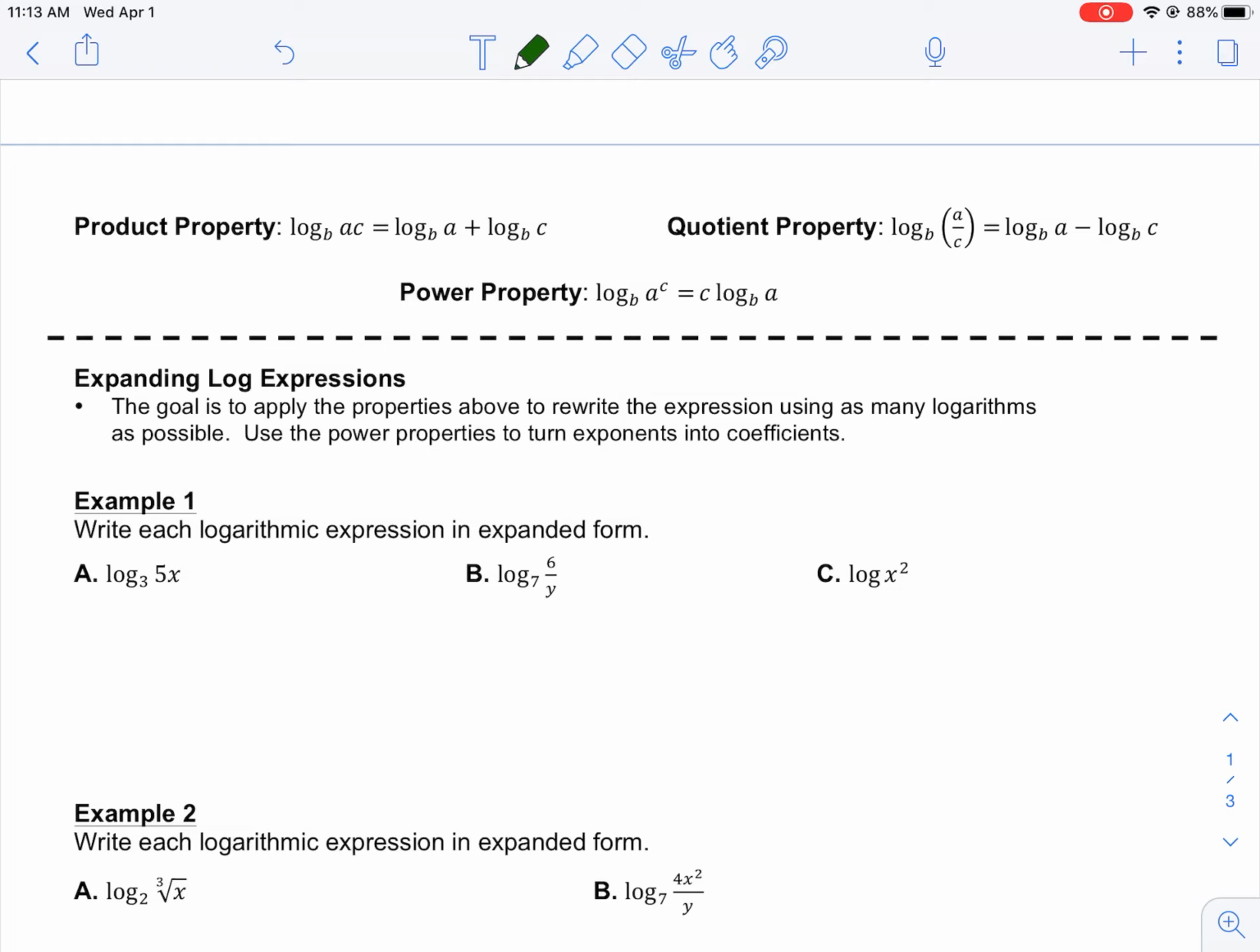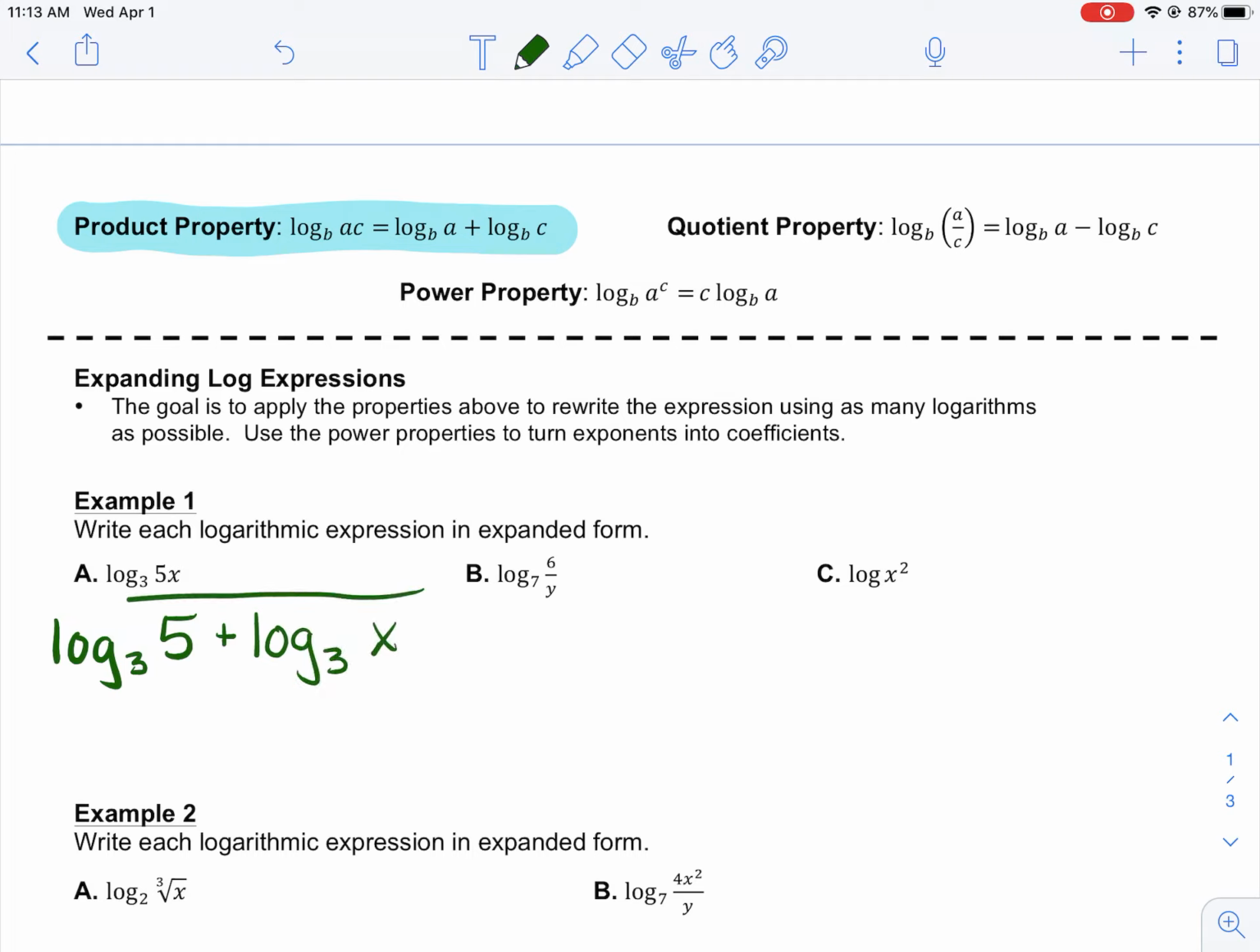So if you have log base 3 of 5 times x, we are going to use the product property. We're multiplying 5 times x. And so this property says that we can write log base 3 of 5 plus log base 3 of x. So we simply pull apart the factors, 5 and x, and we give them each their own log. And we separate that by addition.